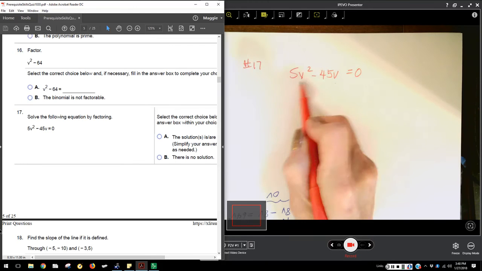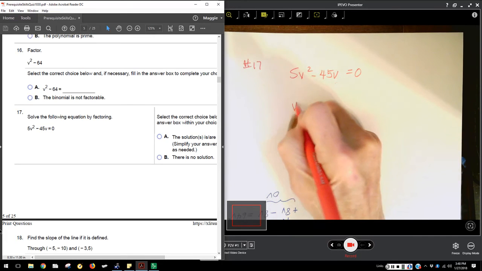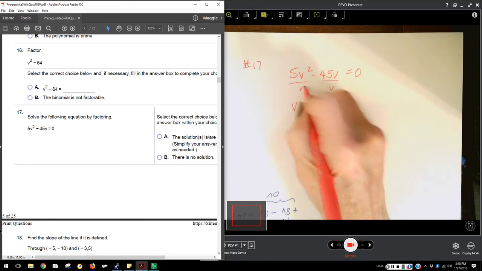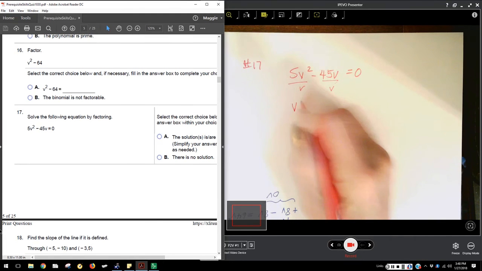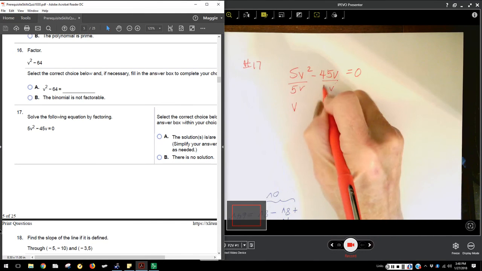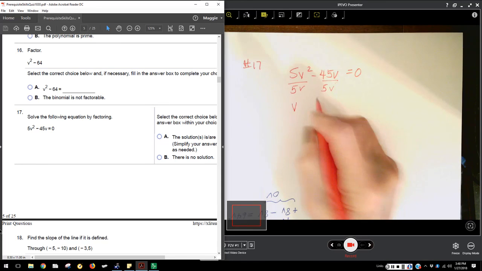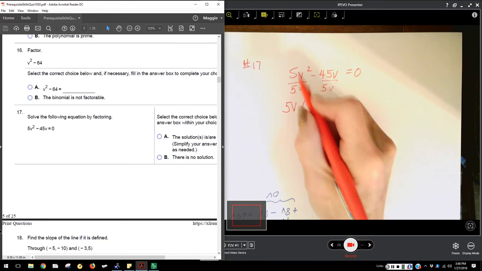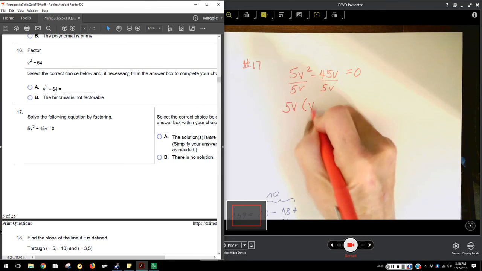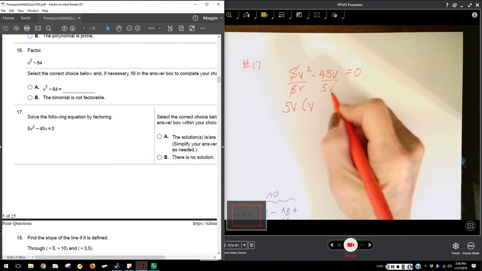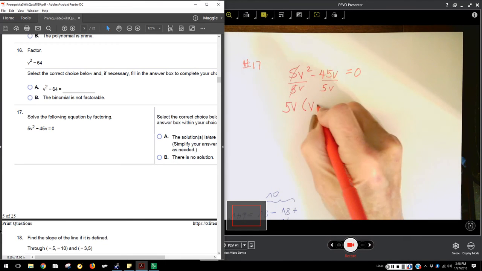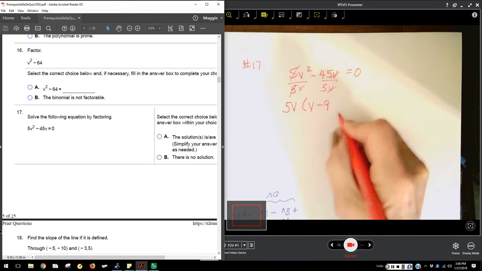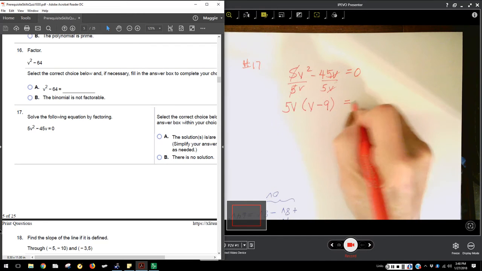There is a common factor of v. And 5 does go into 45. And 5v into 5v squared leaves us with v. And 5 goes into 45 negative 9 times. And those v's cancel, is equal to 0.